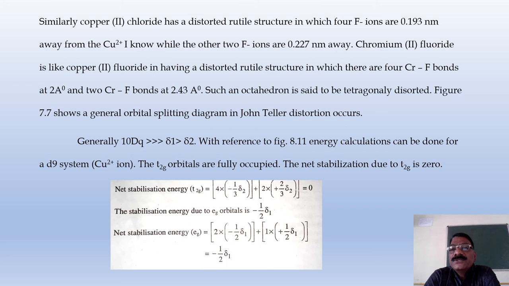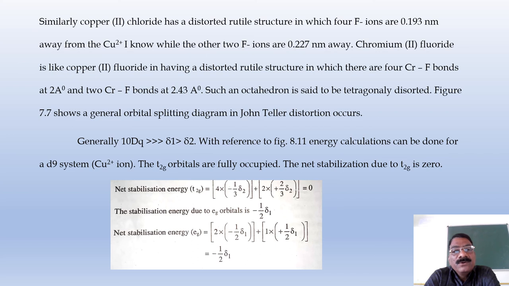In the figure, the general orbital splitting diagram in Jahn-Teller distortion is shown. Generally, 10 Dq is much greater than delta 1, and delta 1 is greater than delta 2. With reference to the above figure, energy calculations can be done for the d9 system, copper second ion.